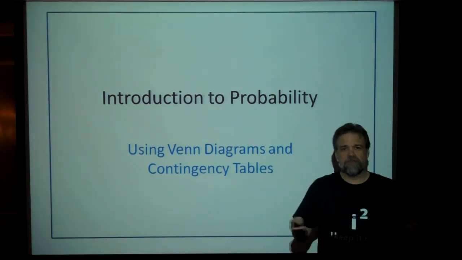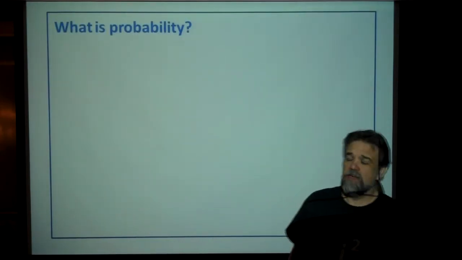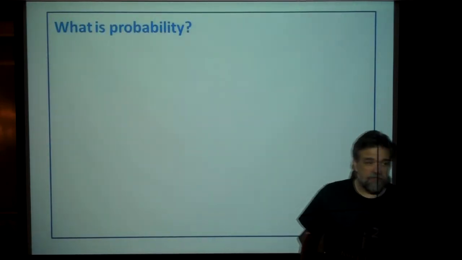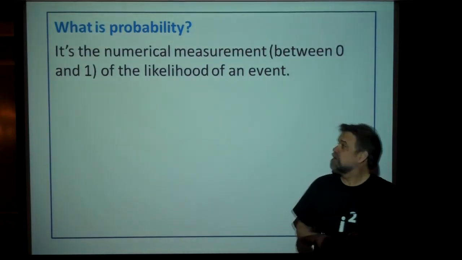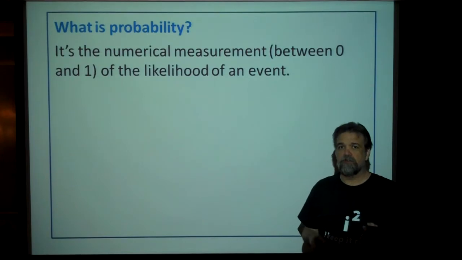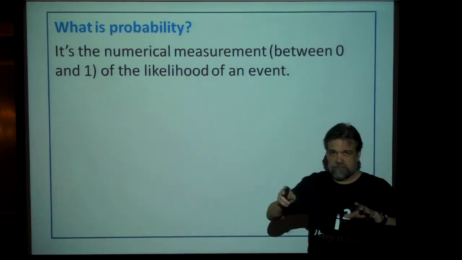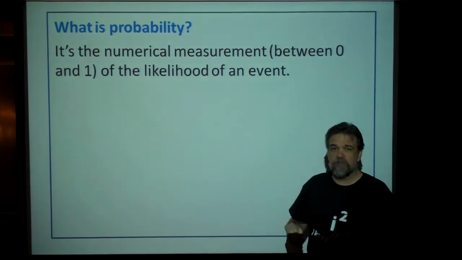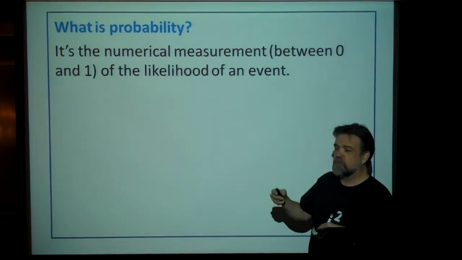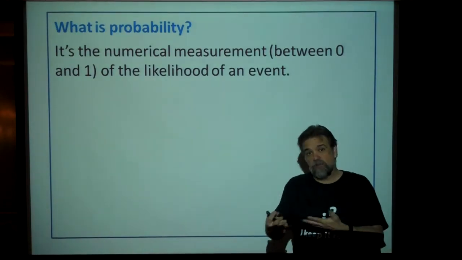So I guess one of the first questions we had to answer is, what is probability, okay? Well, probability is a numerical measurement between 0 and 1 of the likelihood of an event, okay? So if the probability is 0, that means not going to happen. If the probability is 1, that means it is going to happen. And if the probability is 0.5, for example, that means it's equally likely that it will happen and it won't happen.